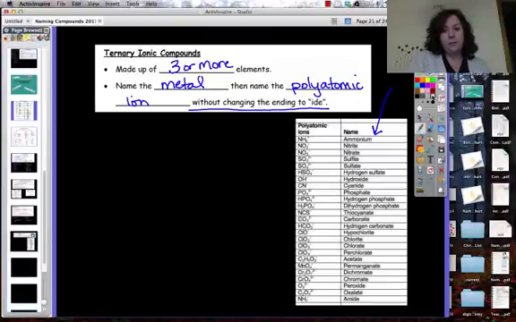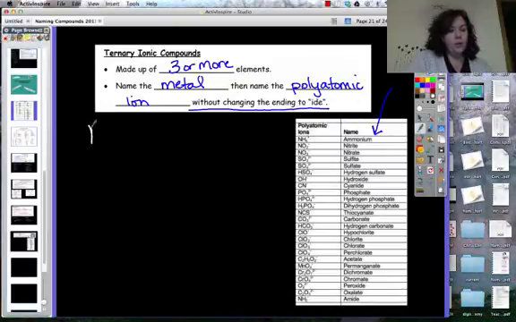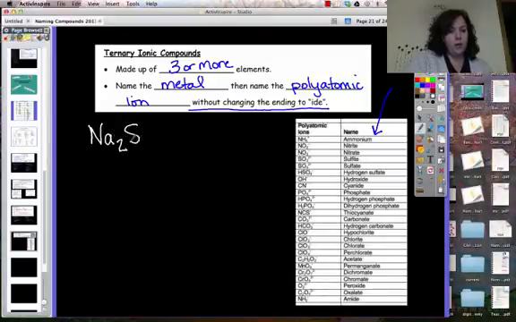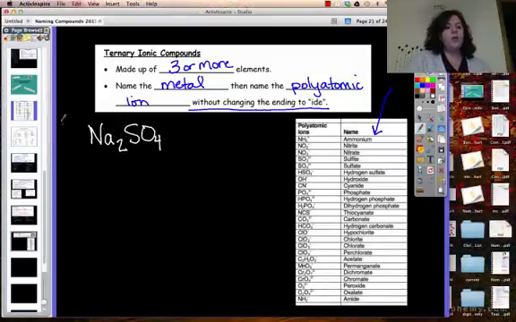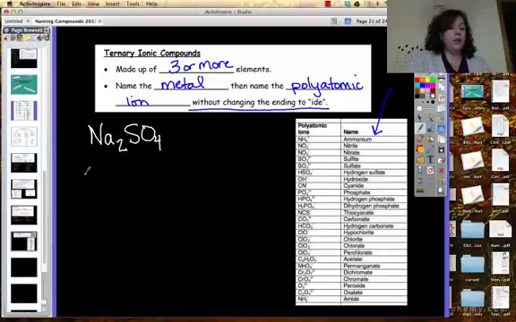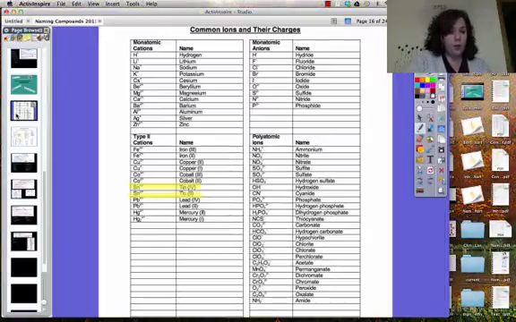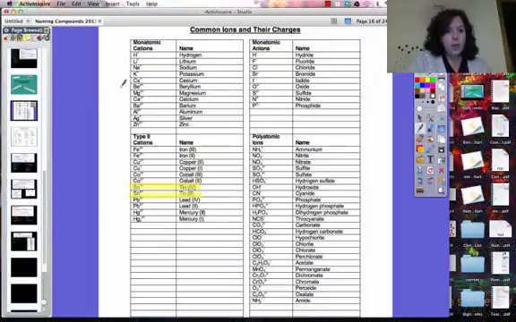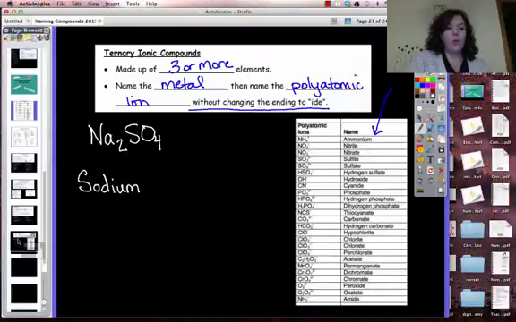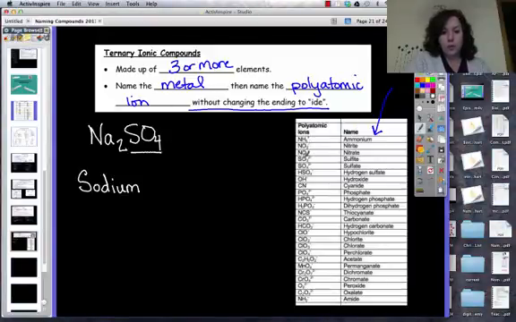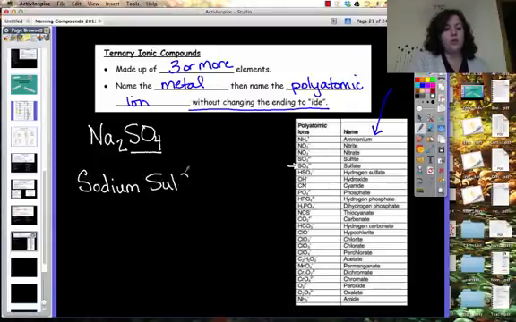If we have Na2SO4, first thing I'm going to do is write down, I know this is sodium, but does sodium always have the same charge? So I'm going to go over here to my list and find sodium, and sodium is right here in the monatomics, which means it always has the same charge, no Roman numeral. So sodium, and then I have to look up SO4. There it is, right there. SO4 is sulfate, so I just write sodium sulfate.